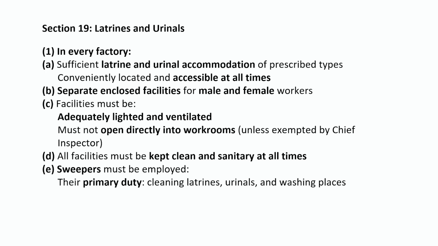After that, we have the provision for latrines and urinals. In every factory, sufficient latrines and urinals of the prescribed type, which has to be prescribed by the government, must be conveniently located and accessible at all times. Latrines or urinals should not be at such a far place that it is not possible to access them. There must be separate enclosed facilities for male and female workers.